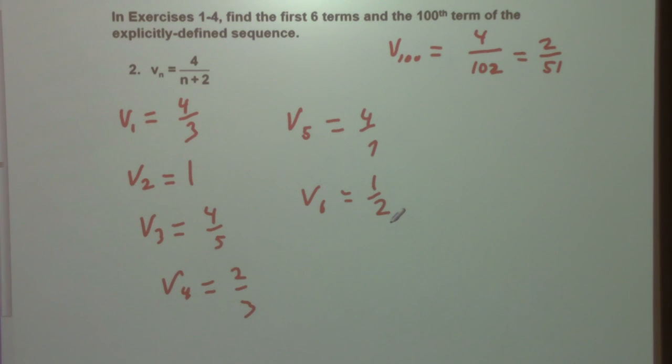Okay, what I want you to do is we're going to go right now to 5 and 6. All right, 5 and 6.